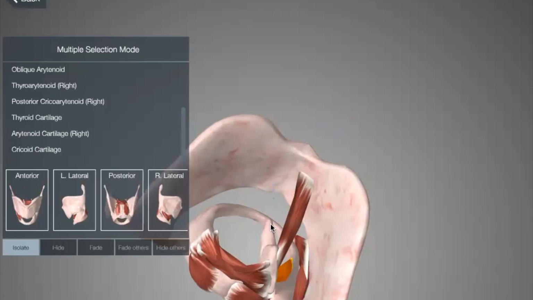It's the major adductor of the vocal cords, and it originates from the arc of the cricoid cartilage and attaches to the muscular process of the arytenoid cartilage. Actions: it adducts the vocal cord, as I said. Innervation: inferior laryngeal nerve.